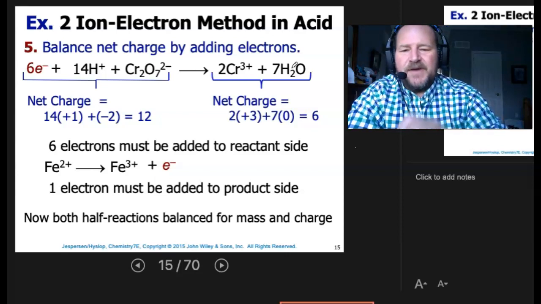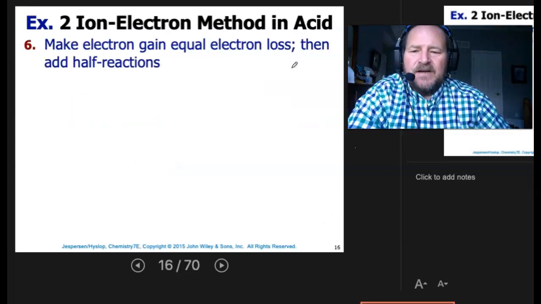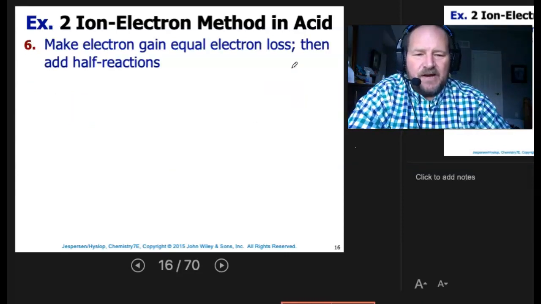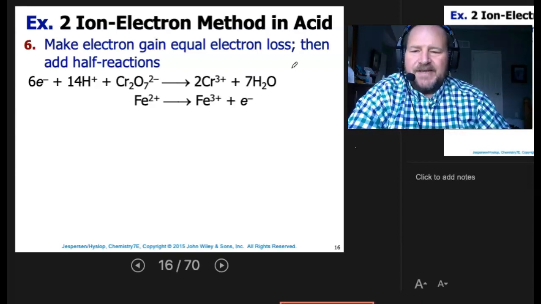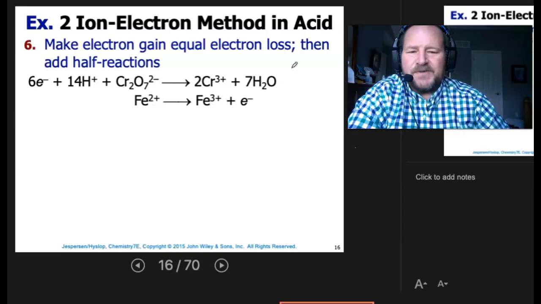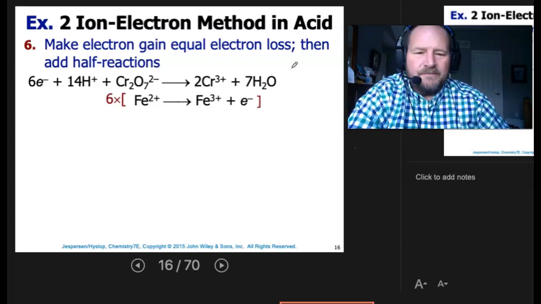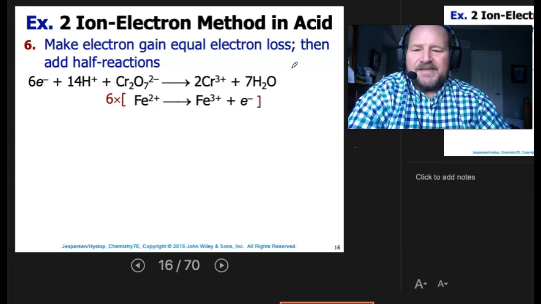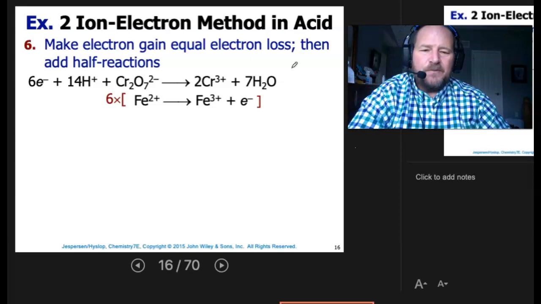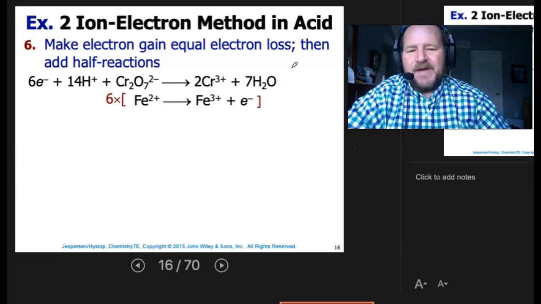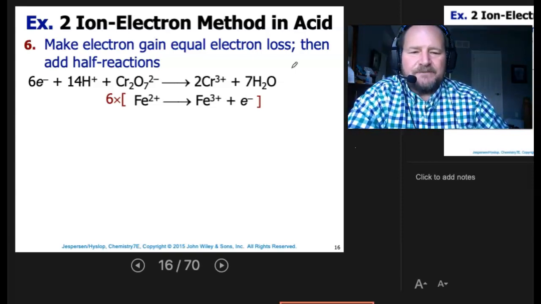All right, so we have the 2 halves done. Now what we have to do is make those electrons work out for us. So here are our 2 halves. What I'm going to need to do is get 6 electrons on both sides in this case, because we have 6 to 1. So we're going to multiply the second half reaction by 6. Now that 6 is going to carry through the whole reaction. So we're going to end up with 6 iron 2 pluses and 6 iron 3 pluses. But from that, we'll get our 6 electrons to balance with the first half of the reaction.